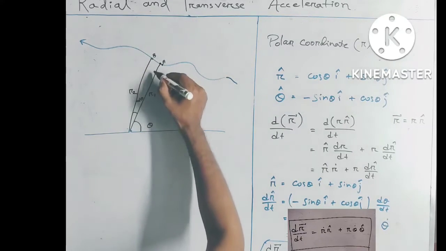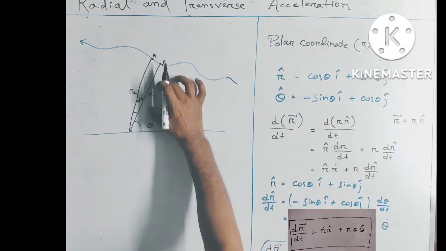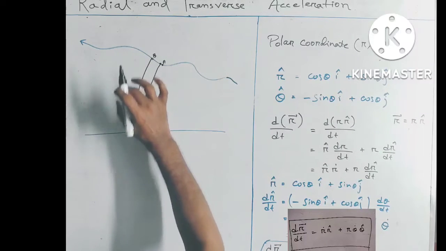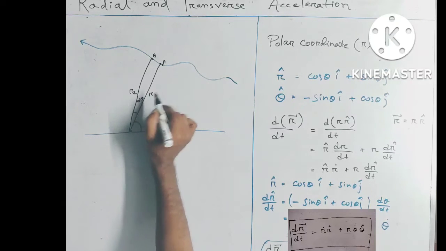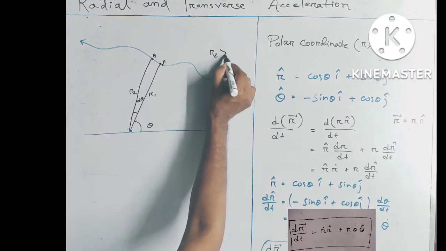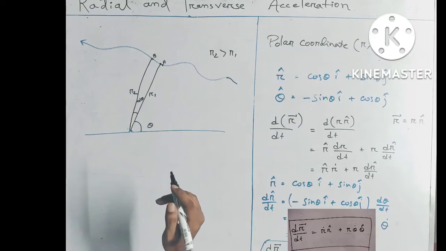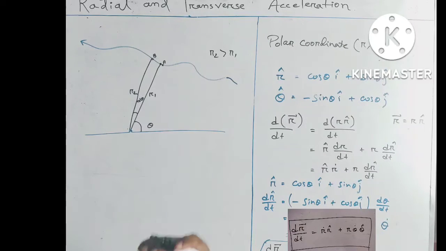You can easily see that r1 and r2 are not the same. r1 is not equal to r2. You can measure that. Now r2 is greater than r1, that is, its position is increasing. So increasing position automatically means that velocity increases.